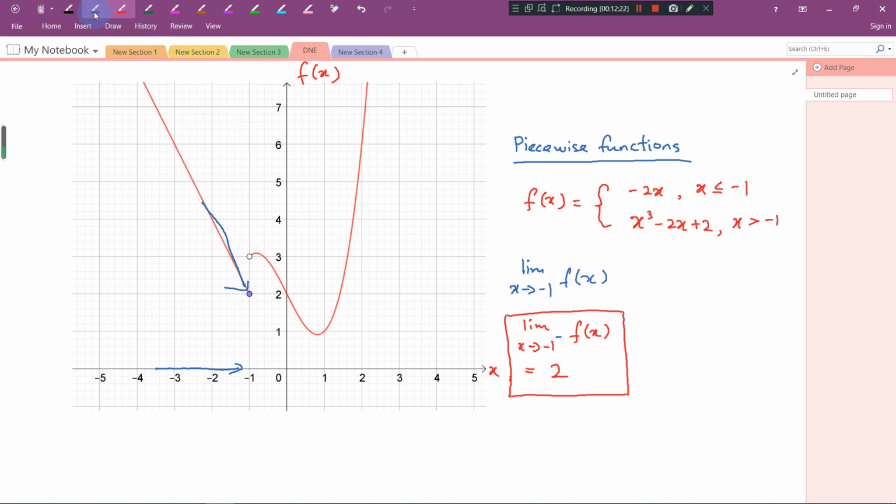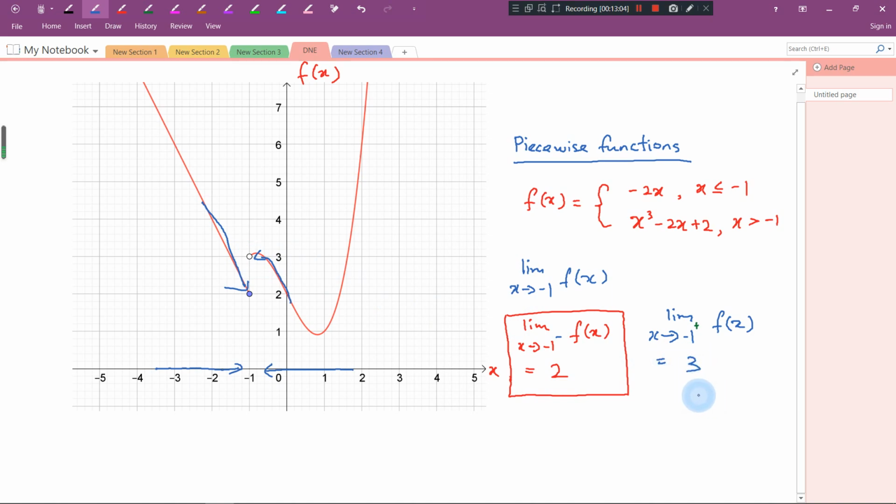So how about the limit of f of x as x approaches -1 from the right hand side? Let me put a positive sign here to indicate that this is the limit as x approaches -1 from the right hand side. From the right hand side, you notice that the y is heading to this value, which is equal to 3, right? Which is equal to 3.